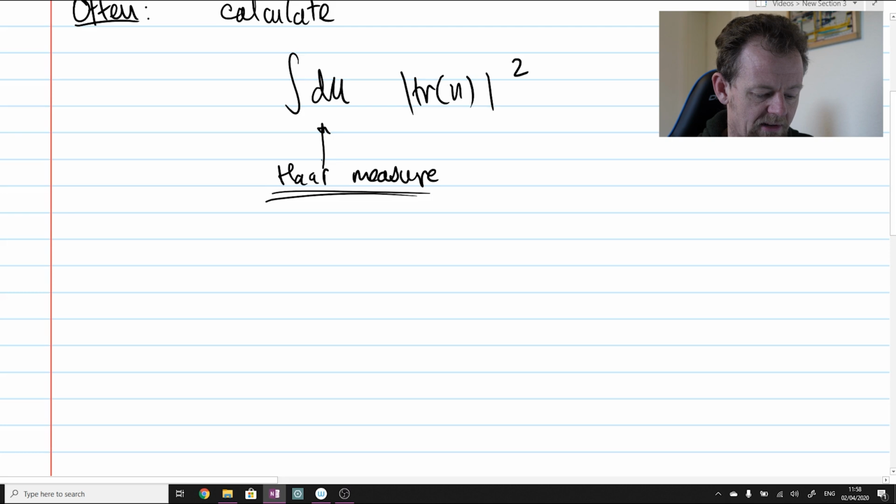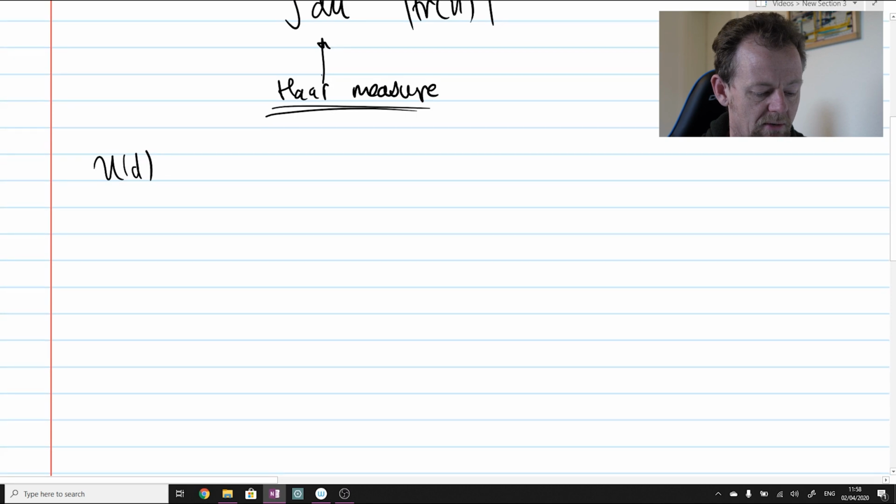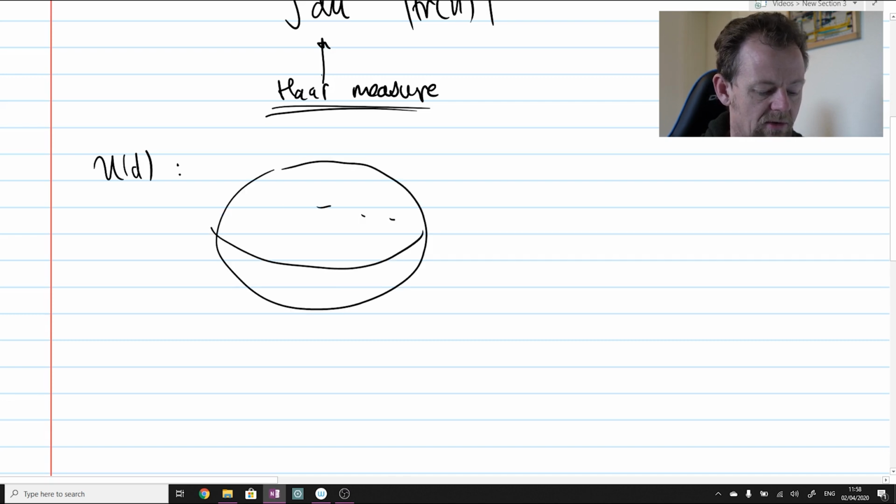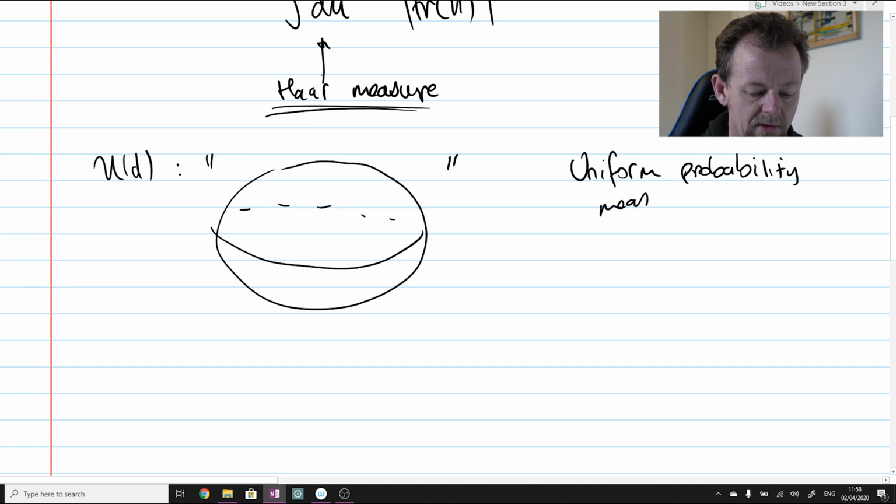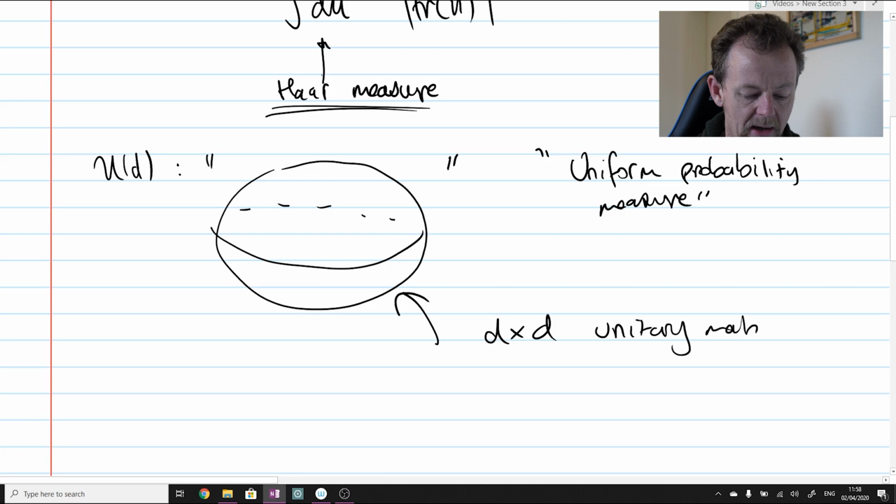So to understand Haar measure, you should think of the unitary group. It's helpful to have some kind of picture in mind. The picture that I usually have in mind when I think about the unitary group of d by d unitary complex matrices is something like this. It's like something analogous to a sphere. So I'll put big scare quotes around that. And Haar measure is like the uniform probability measure on this manifold. So we've got the manifold of d by d unitary matrices, and Haar measure is like the uniform probability measure over this manifold.